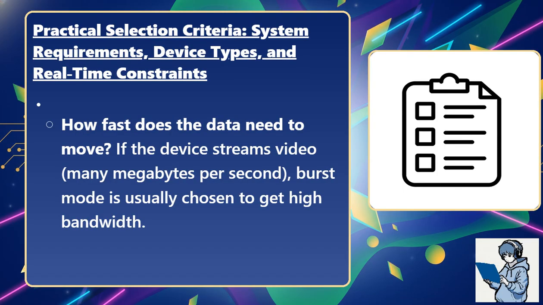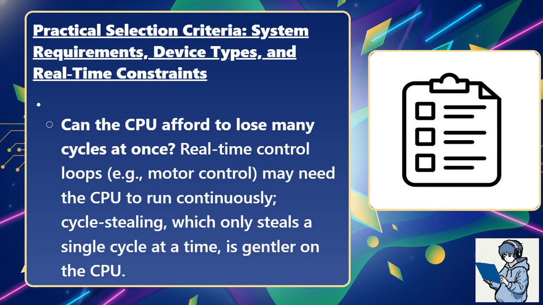How fast does the data need to move? If the device streams video, many megabytes per second, burst mode is usually chosen to get high bandwidth. Can the CPU afford to lose many cycles at once? Real-time control loops, for example motor control, may need the CPU to run continuously. Cycle stealing, which only steals a single cycle at a time, is gentler on the CPU.